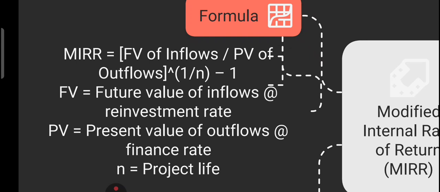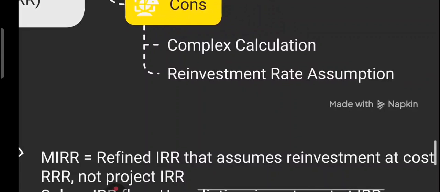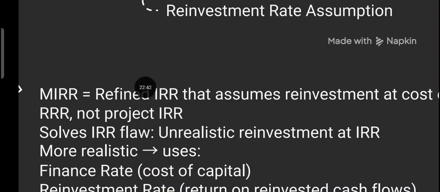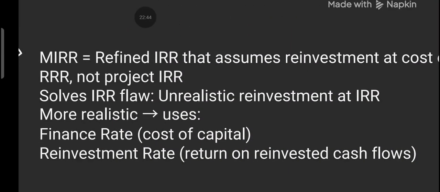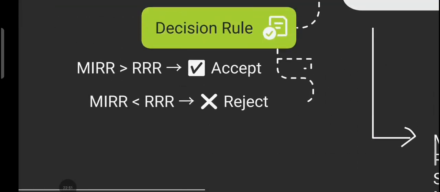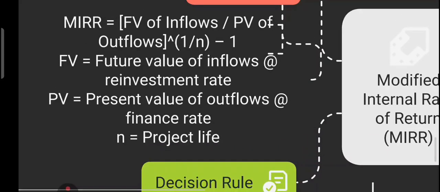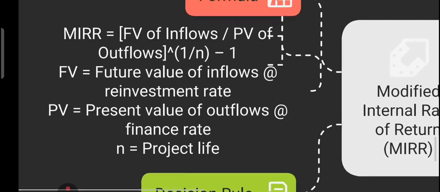So I told you there are two rates: reinvestment rate and the finance rate. Reinvestment rate means return on reinvested cash inflow, and finance rate is the cost of capital. So this formula we have to use: future value of inflow divided by present value of outflow, to the power 1 upon n, minus 1. Future value of inflow at the reinvestment rate, present value of outflow at the finance rate, and n is the project life. So this will give us the MIRR.